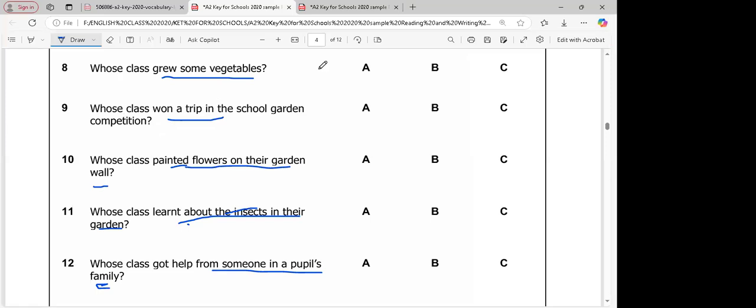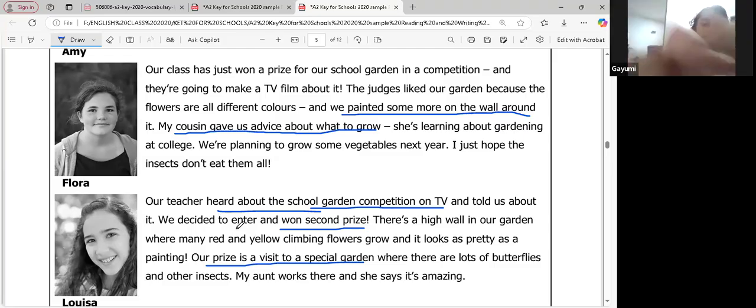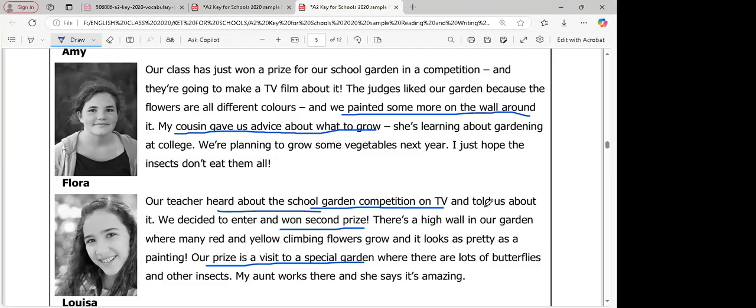Won a trip in the school garden competition. It doesn't mention anything in the A. Somebody won a trip. Okay. It mentioned only in Flora's description. She said, our teacher heard about the school garden competition on TV and told us about it. We decided to enter and won a prize.